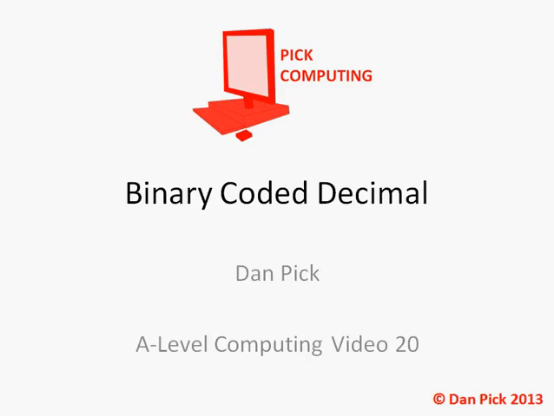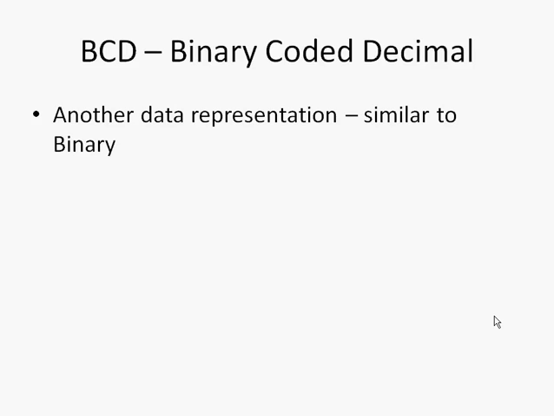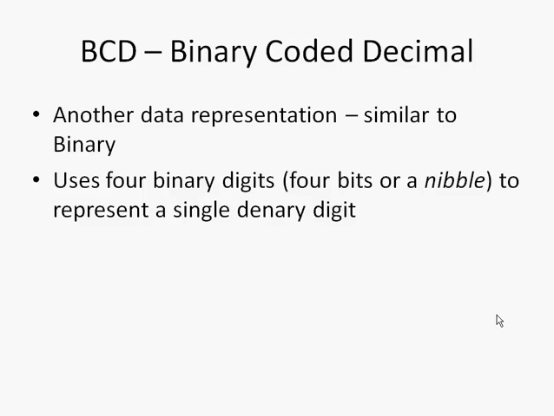Hello, video number 20 looking at binary coded decimal, BCD for short. This is another way to represent data, and it's very similar to binary, but there are distinct differences which you'll see. It uses 4 binary digits, 4 bits, or as we might know it, a nibble, to represent a single decimal value.